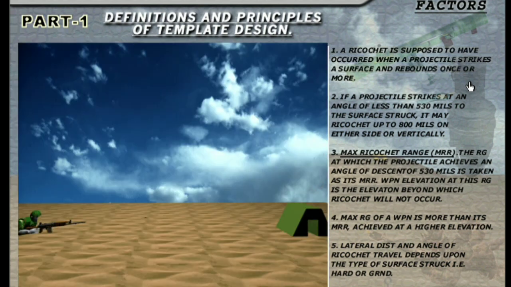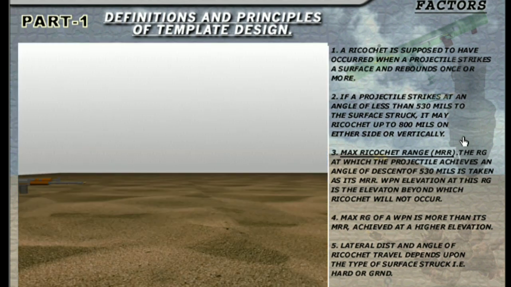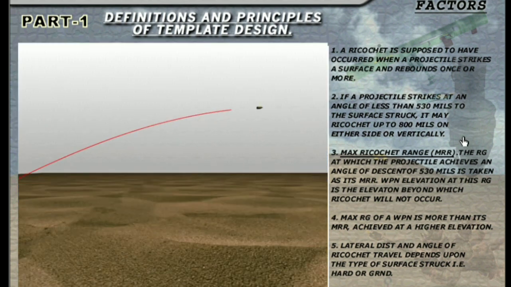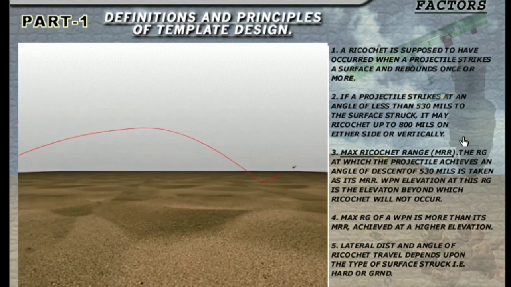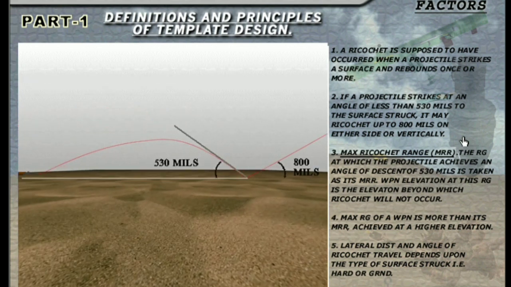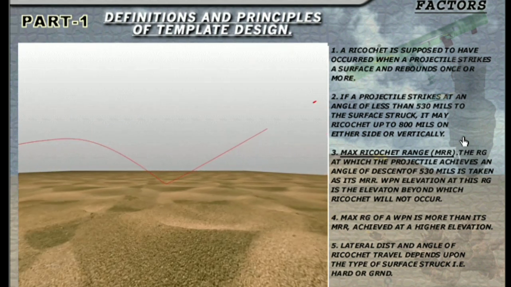A ricochet is supposed to have occurred when a projectile strikes a surface and rebounds once or more. If a projectile strikes at an angle of less than 530 mils to the surface struck, it may ricochet up to 800 mils on either side or vertically.